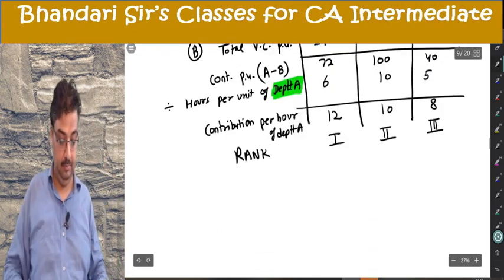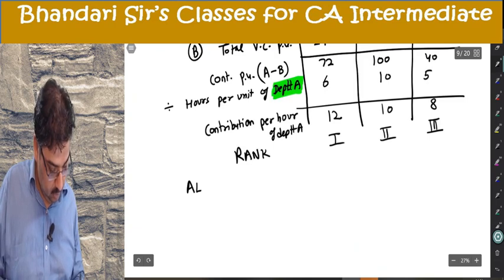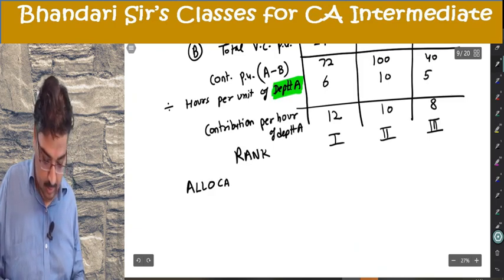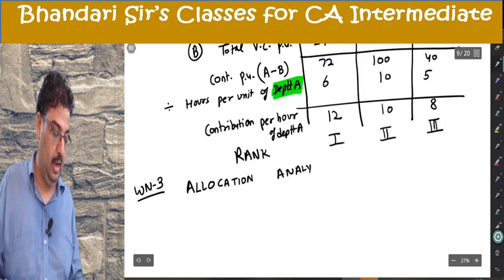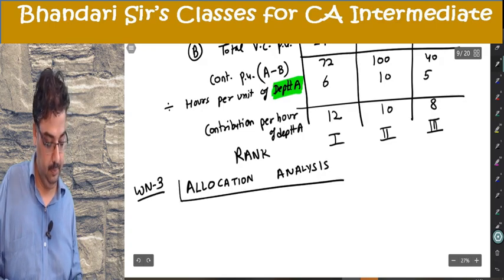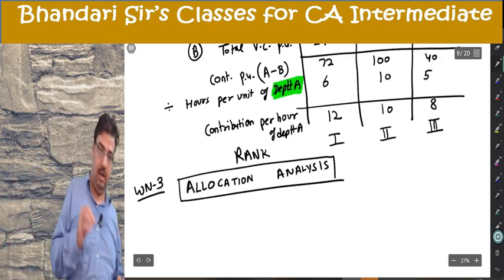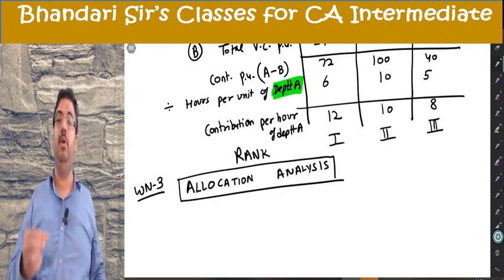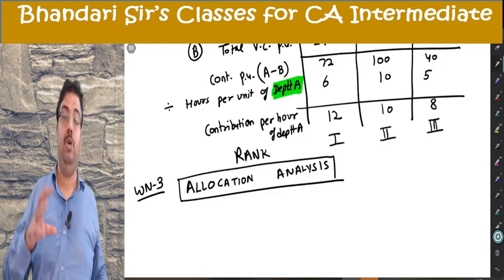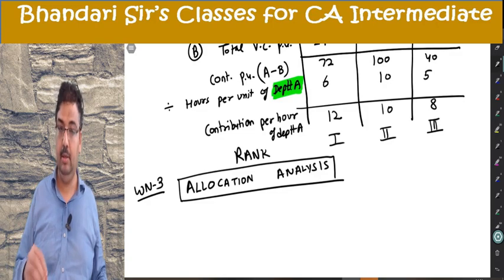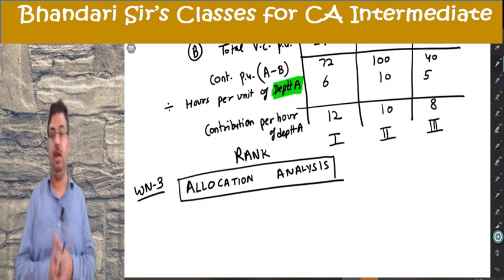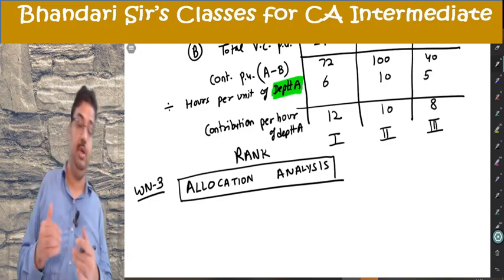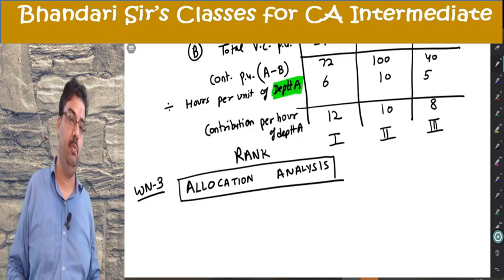Having ranks, this is working note number 3. Allocation analysis can be done in tabular form also, but I avoid that. What I am doing is step by step. First X, then Y, then Z. Then whatever units I get is my answer of the first part. Based on those units I compute total contribution. I get the second part. Very easy now.